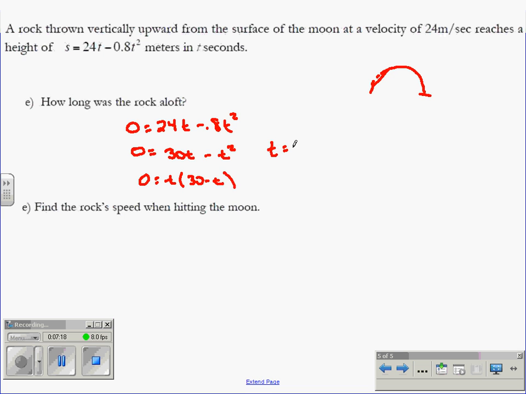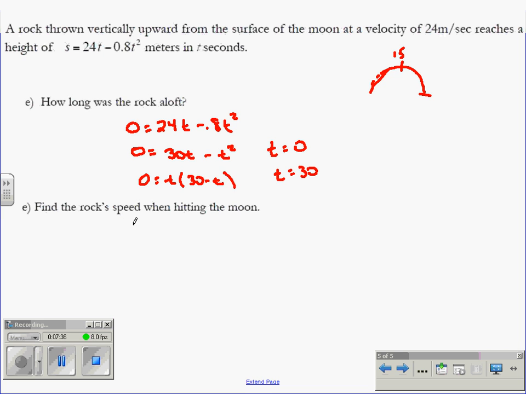I get t equals 0, which is the time it starts. It starts at t equals 0. And t equals 30. Which makes sense. We already figured out that the time to reach the top was 15 seconds. So if it goes up and comes back down, it makes sense that we got 30. But here you can see algebraically the way that that works.